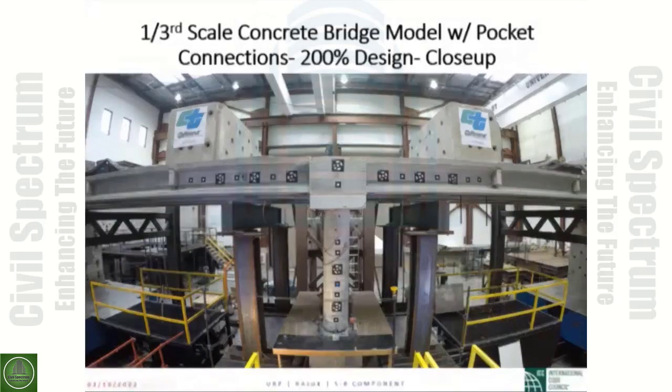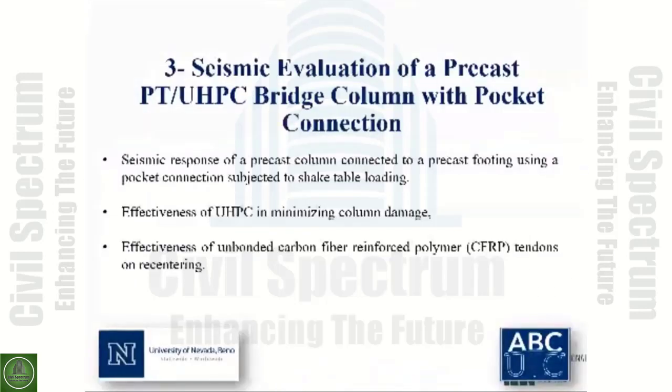Okay, now let's go to the next slide on the third topic. This is about seismic evaluation of the precast column that used UHPC in the plastic hinge. In the previous one that I talked about, we used conventional concrete, but this one we use UHPC in the plastic hinge as well as CFRP. Now, the idea here is to evaluate this and also see if we can reduce the plastic hinge damage so the bridge can be left in service after the major earthquake.